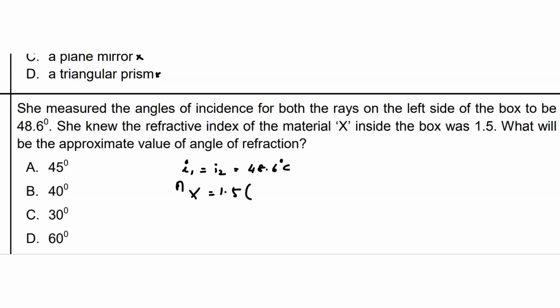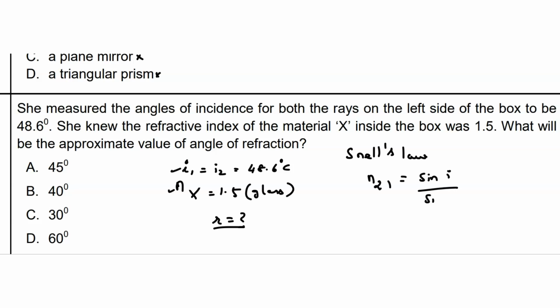So definitely the medium has to be glass, right? The refractive index of glass is 1.5. What will be the approximate angle of refraction? So they have given the refractive index and the angle of incidence, and they are asking what is r. So now we will use Snell's law. What is Snell's law? The refractive index of the second medium with respect to the first is equal to sine i by sine r, right? What is n? Here they have given it to be 1.5.